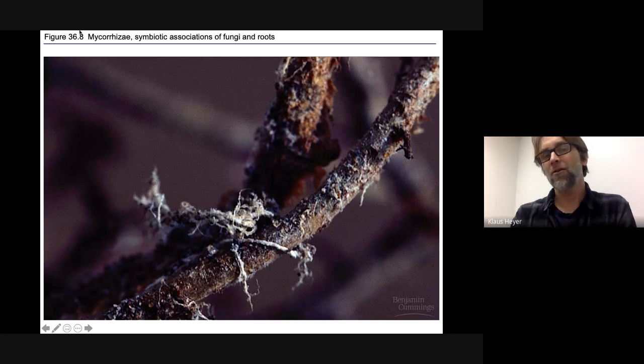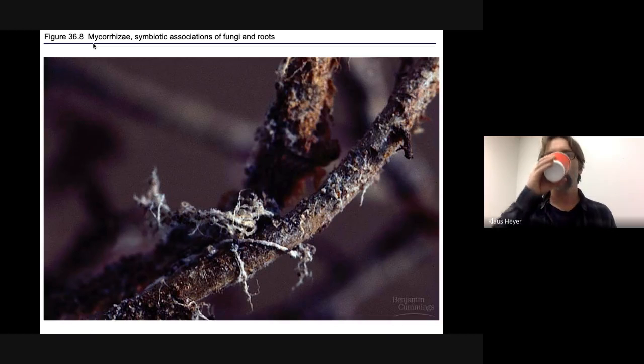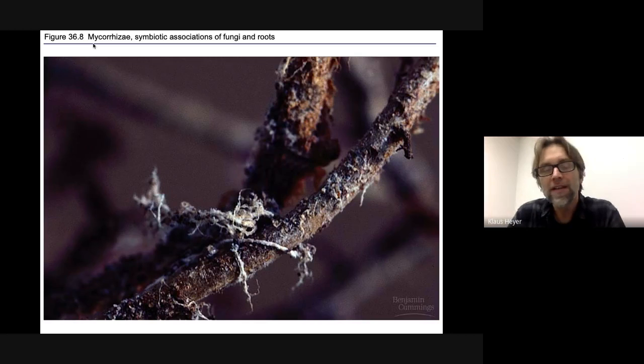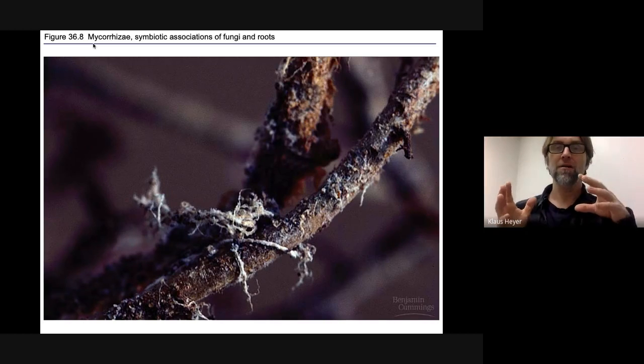So they call it mycorrhizae, and here's the word right up here, starting with the M. This is a fungus that lives with more than 90% of all plants. Every plant has this fungus associated with it. What they do is expand the area that the plant can get water from.